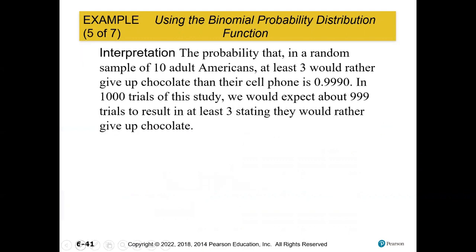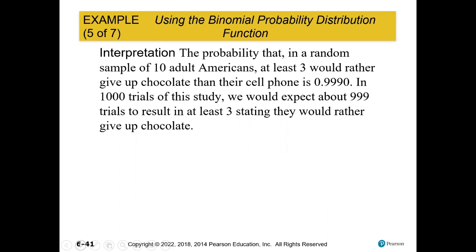The probability that in a random sample of 10 adults, at least 3 would give up chocolate rather than their cell phone is 0.999. So basically 999 out of 1,000. We would get some 3, 4, 5, 6, 7, 8, 9, or 10 adults saying that they would rather give up chocolate than their cell phone. I don't really want to give up either.